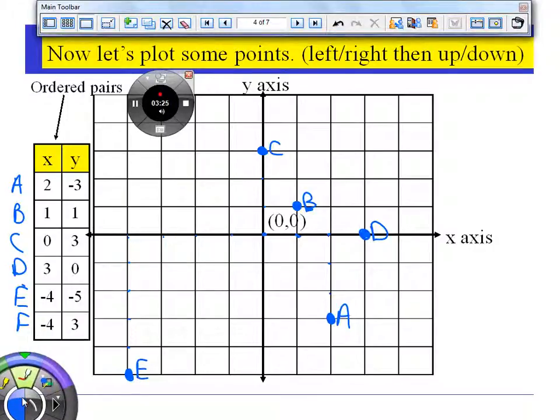And then F would be negative 4, 3. So I go 1, 2, 3, 4, then 1, 2, 3. Put a dot there. So negative 4, 3. And I'm going to label that point F. So that's pretty much how you plot points. You just do the x first and then the y. Okay.